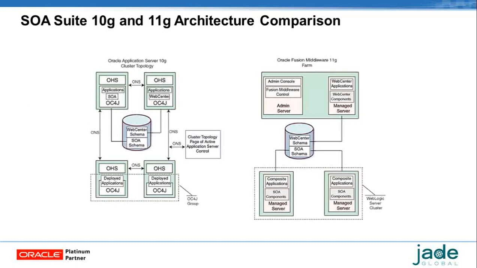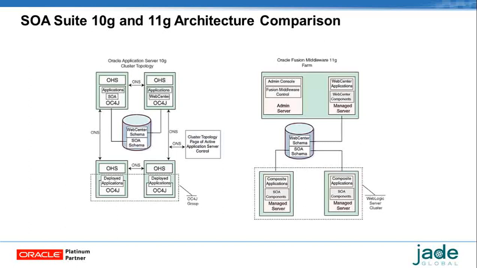Another major infrastructure change in 11G is that the concept is more based on service component architecture. So you develop your SOA-based components as composite applications, and then you deploy them as composite applications. That can be on a managed server environment. That's the major change which happened between 10G and 11G.